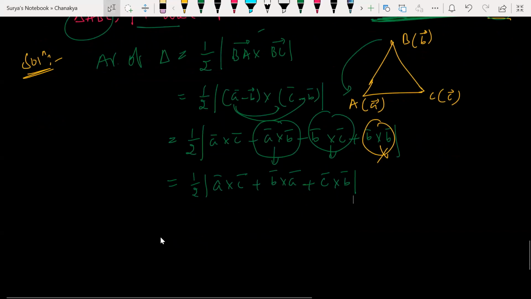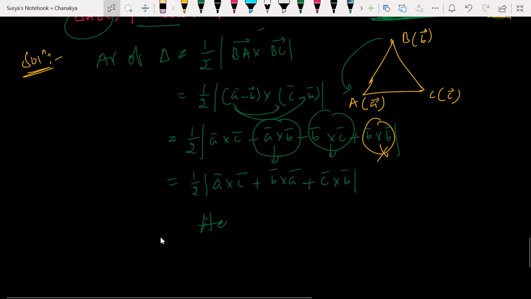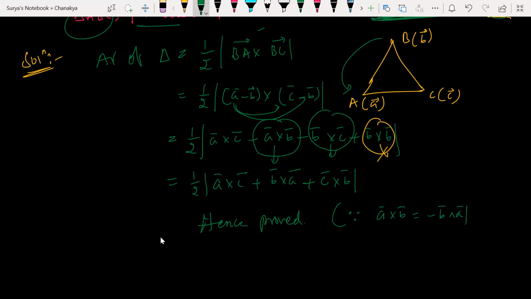Are you people able to understand or not? Hence proved. How? We know that a cross b is equal to minus b cross a. Now if I have b cross a, it can be written as minus a cross b. All right, people, can I write like this or not? If I have c cross b, this can be written as minus b cross c. Do you agree with my point?